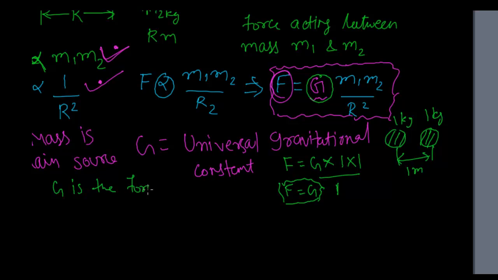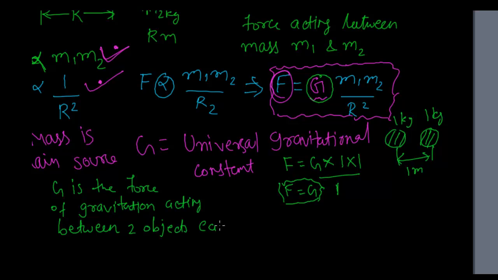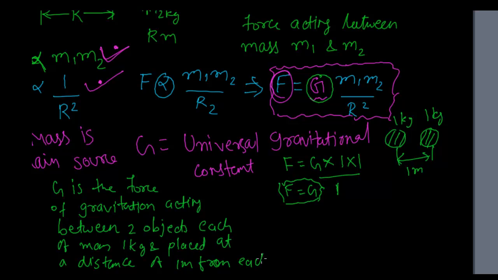G, that is the universal gravitational constant, is the force of gravitation acting between two objects, each of mass 1 kg and placed at a distance of 1 meter from each other.